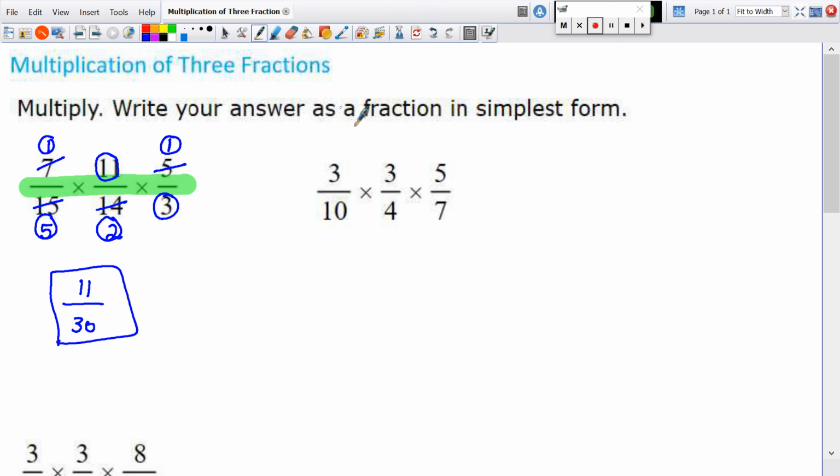Okay, so again, I'm going to make an extra long fraction bar separating the numerator from the denominator. I made that too small. You can't see it, I'm sorry.